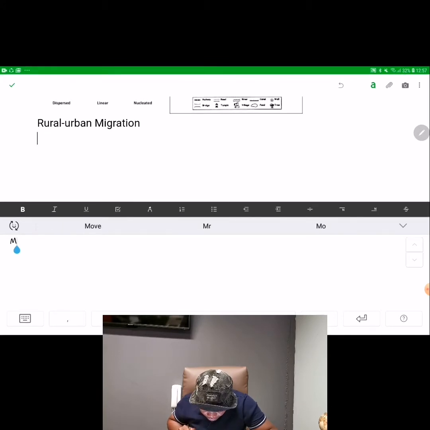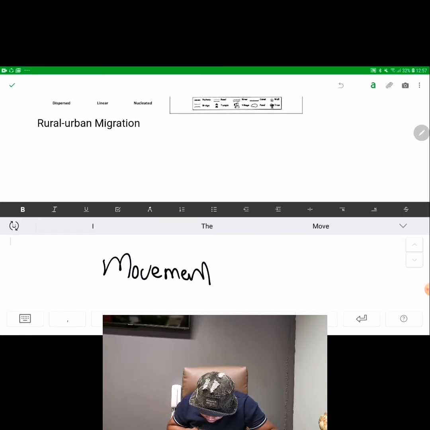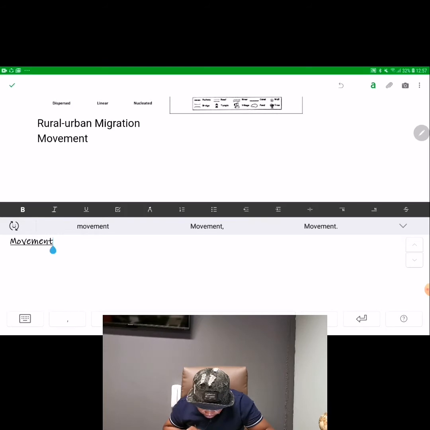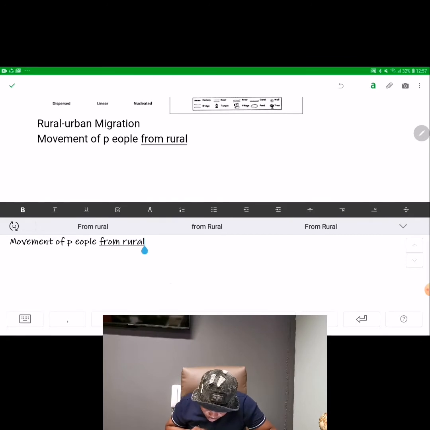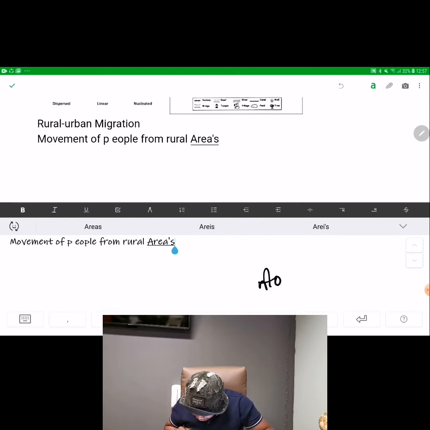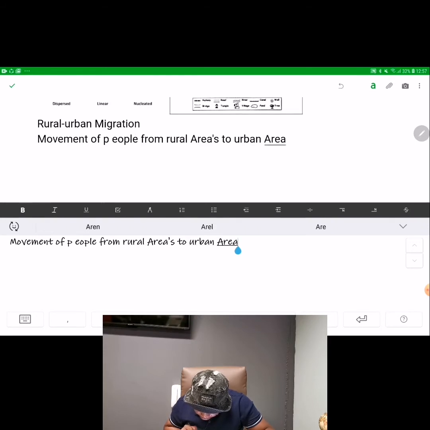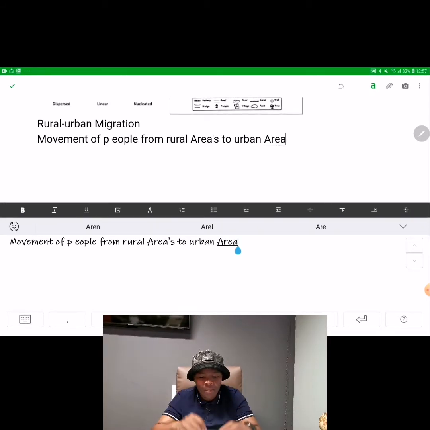When we are speaking about rural-urban migration, we are speaking about the movement of people from rural areas into urban areas. That is what rural-urban migration is.